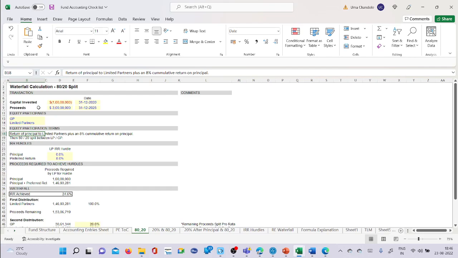You would see the comment, which is return of principal to the limited partners plus an 8% cumulative return on principal. Then we need to investigate, or under manual matching there is an 80/20 split between LP and GP.